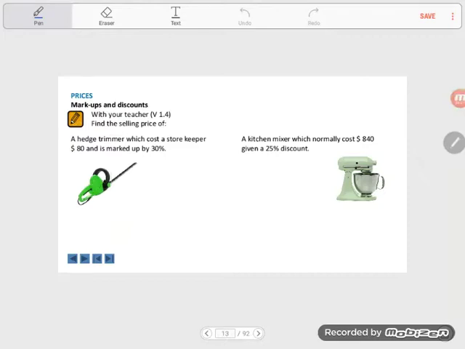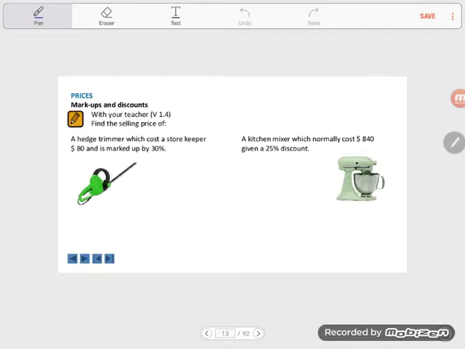Now in this video we're going to do something that will be familiar to some of you because you happen to work in the retail sector, and that involves discounts and markups. So let's get to it. So we have a hedge trimmer and a kitchen mixer. Now the hedge trimmer is marked up by 30%, whereas the kitchen mixer has a discount.